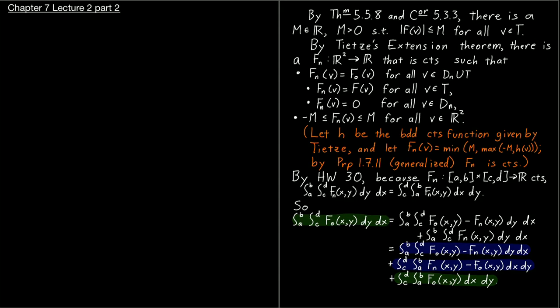Let's think about this first piece. So let's bound these little error bits. Let's think about this integral first: the integral from c to d of f naught of x, y minus fn of x, y dy. And we noticed before that it exists, because fn is actually continuous and f naught is at least piecewise continuous. So let's draw our rectangle again.